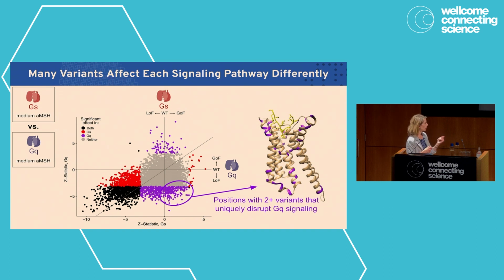In particular, we were really interested in looking at these down here where they have a significant loss of function only in the GQ assay. In particular, there's a number of positions where there are at least 2 variants, so 2 different amino acid substitutions, that have an impact only in the GQ assay but not in the GS assay. And when we map these onto the protein, these could be pointing us towards regions of the protein that are really important for MC4R to figure out which of the pathways it should bias towards in signaling.